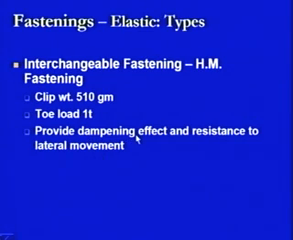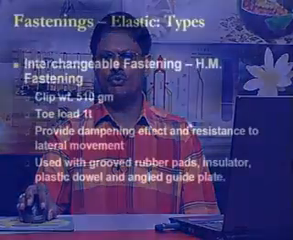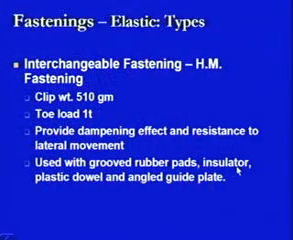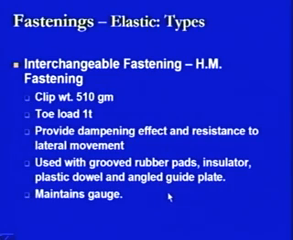This is another thing in this one. It helps in dampening the vibrations which are coming because of the movement of the rolling stock at the top of the rail section. At the same time, it also restricts the movement of those sleepers or the rail sections in the lateral direction, so they remain in their position. They are used with the grooved rubber pads, insulators, plastic dowels and angled guide plates. So, these are the other accessories which need to be used when the interchangeable fastenings are used on the rail sections, but they maintain gauge.